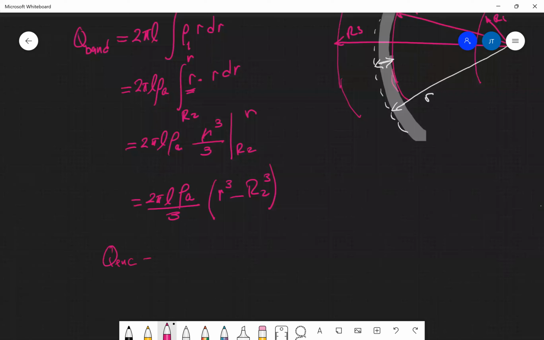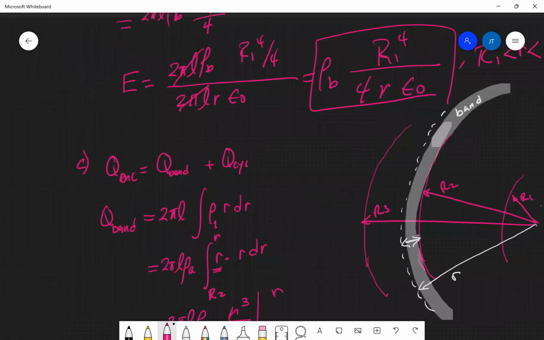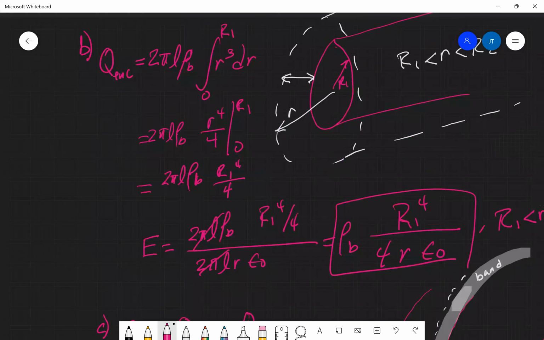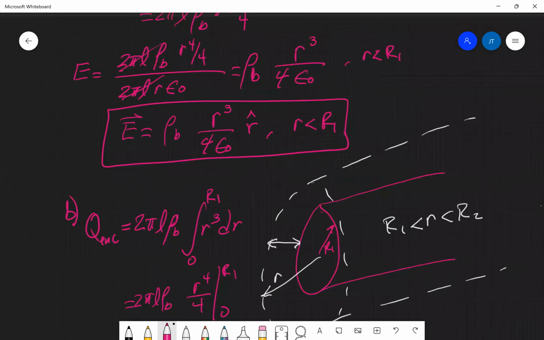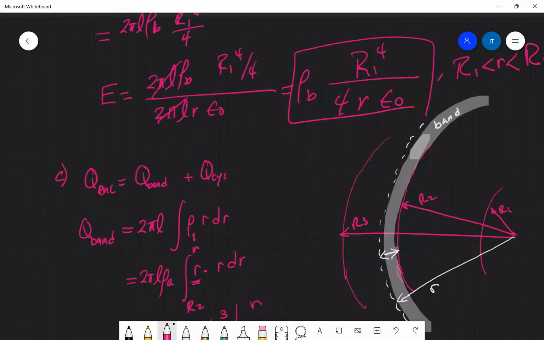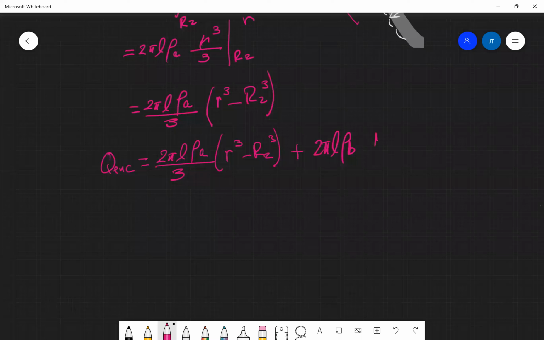Q enclosed total is Q band plus Q cylinder, which is 2 pi L rho B times R1 to the 4 over 4. All right.